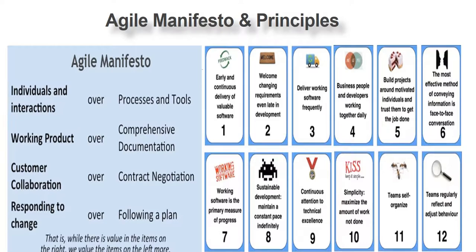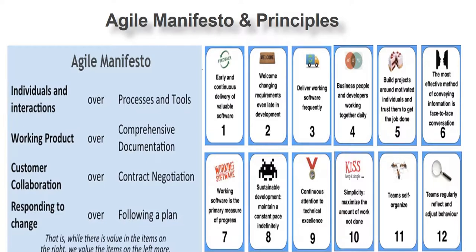While they concluded the manifesto, they put an important line at the end of it saying that while there is value in the items on the right, we value the items on the left more. We are not dissing the items on the right completely, but we would rather go with the items on the left. And then they came up with 12 agile principles, very simple and easy to understand.